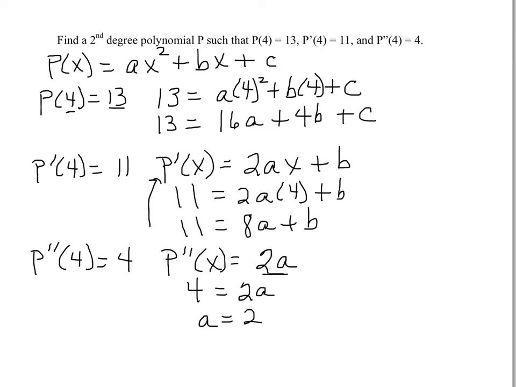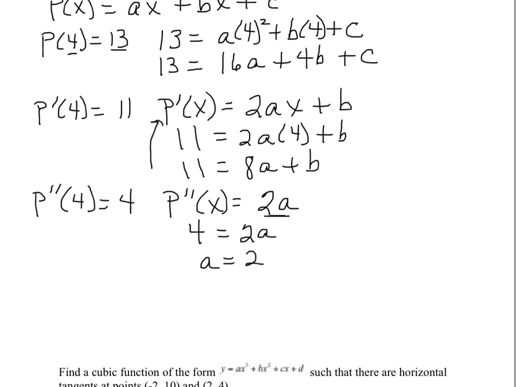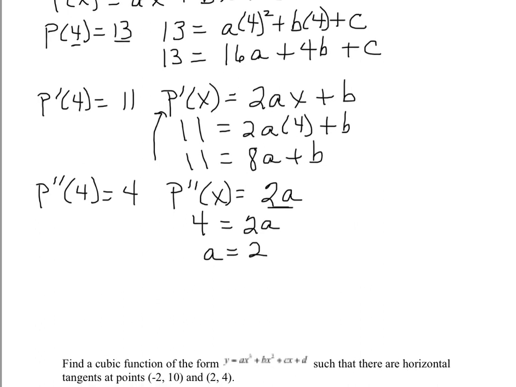So what can I do now that I know that a is 2? Well, then that can help me find the next one. So I can move the screen up and find out that plugging in a, I'll have 11 equals 8 times 2 plus b, so b is going to be -5 from solving that for b.